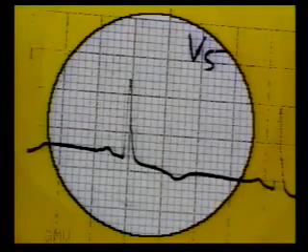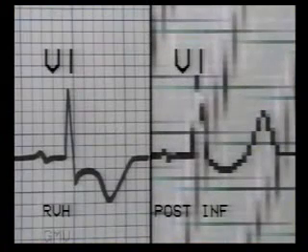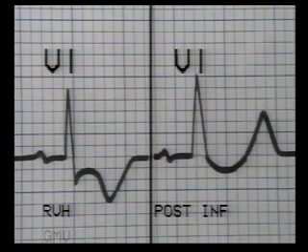To revise, ST depression with T wave inversion in V5 and V6 suggests myocardial ischemia. In V1 and V2, tall R wave, ST segment depression and T wave inversion suggests right ventricular hypertrophy with strain, while ST segment depression with tall T wave suggests true posterior wall infarct.